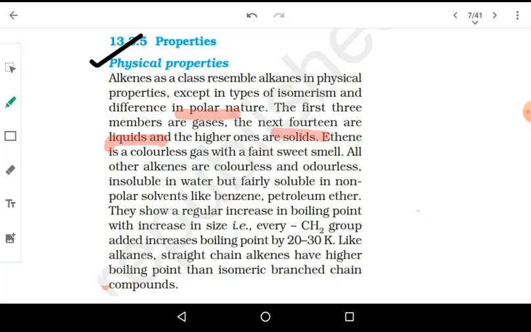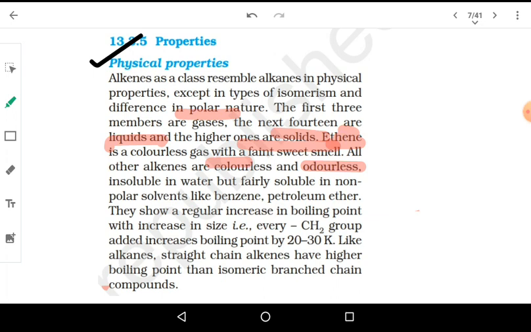So we have to study which are the gases. We have ethene and propene. Also we have butene, these are the gases, and then we have the liquids, and from 15 onwards we have the solids. Ethene is a colorless gas with a faint sweet smell. All other alkenes are colorless and odorless. So all the gases are colorless and ethene is an exception because it has a faint sweet smell.